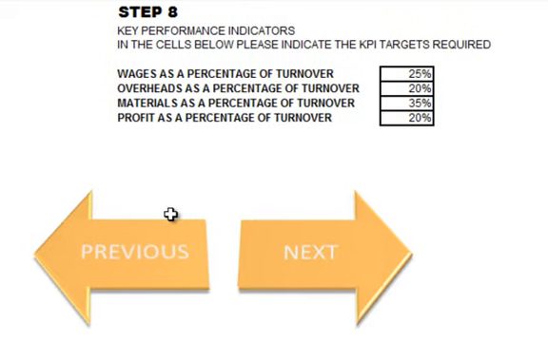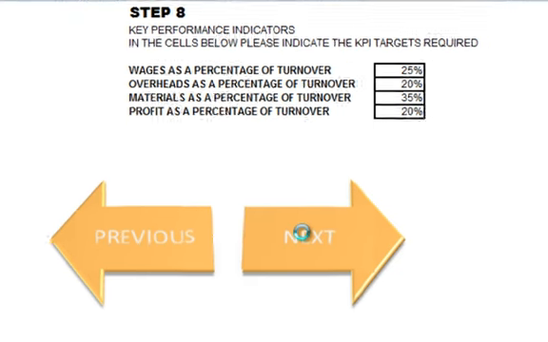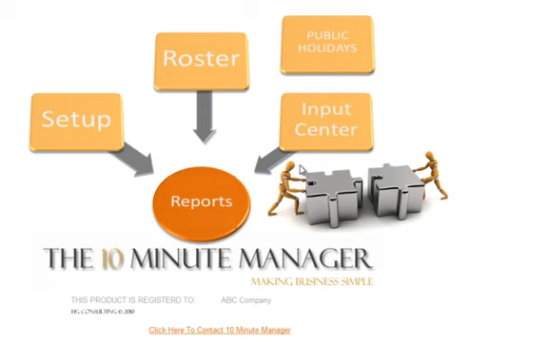Step 8, we set our key performance indicators. For example's sake, we've entered in 25% of your net turnover for wages, 20% for your overheads, 35% for your materials, and we're aiming for a 20% profit against our net turnover. These should be reviewed on a regular basis, and you should make your managers aware of what these key performance indicators are, so as to make the most of the 10-minute manager. If we click next, that should set up our 10-minute manager.